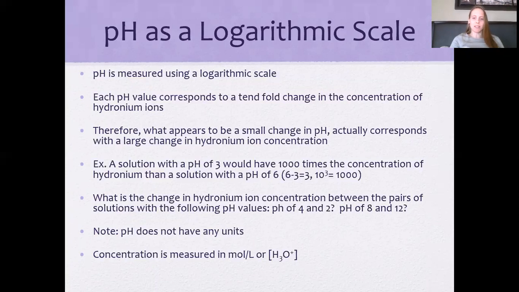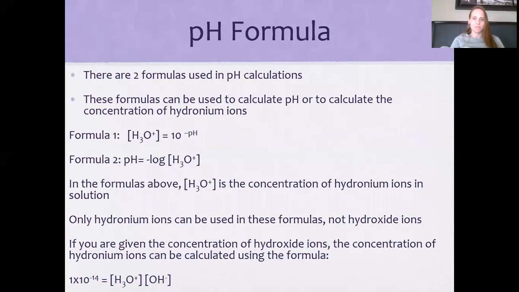The concentration is once again measured in moles per liter, and we sometimes represent concentration using those square brackets. So if you see at the bottom there, it has H3O plus in square brackets. That's how we represent the concentration of hydronium ions.